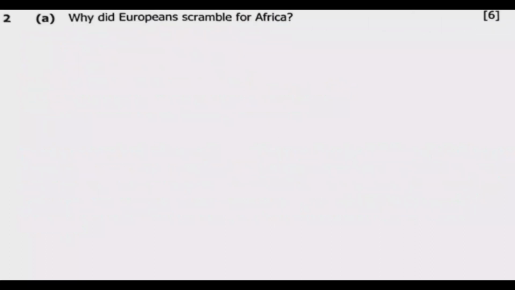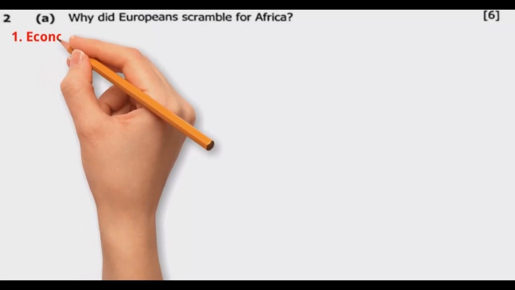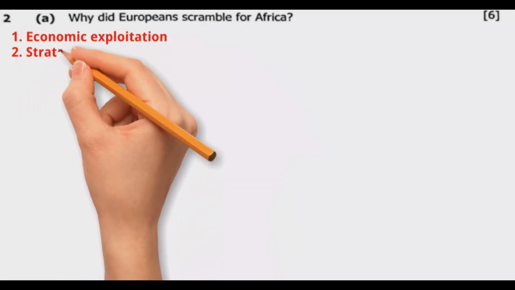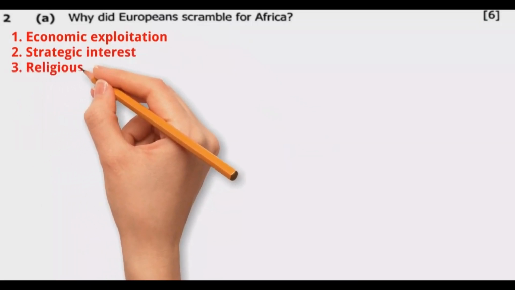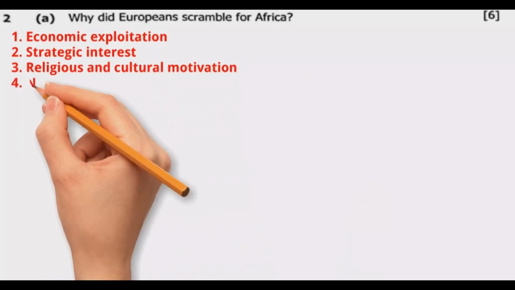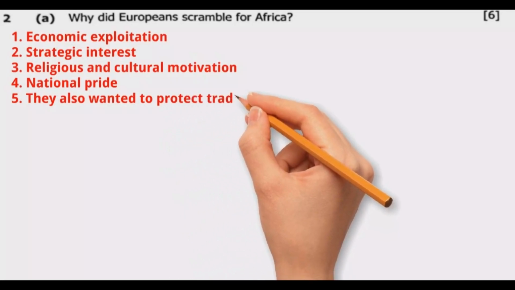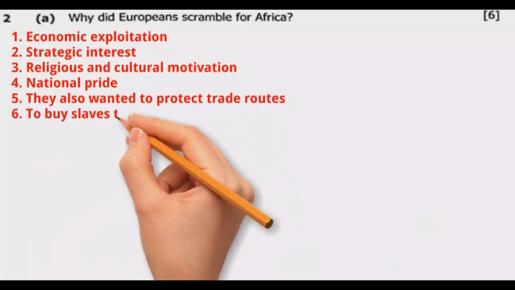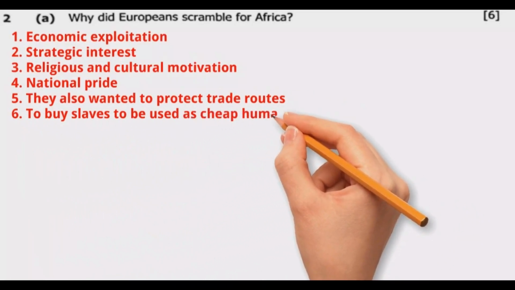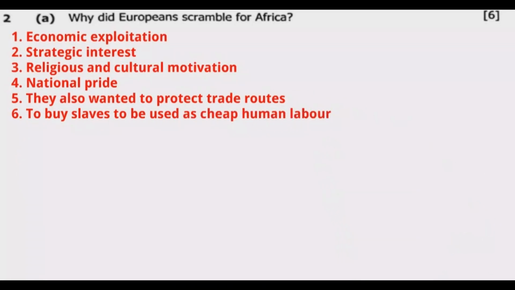Question 2A was as follows. Why did Europeans scramble for Africa? Okay, so the points that we can use to construct our short essay are: 1. Economic exploitation. 2. Strategic interests. 3. Religious and cultural motivation. 4. National pride. 5. They also wanted to protect trade routes. 6. To buy slaves to be used as cheap human labor. Okay, so those are the 6 points that we can come up with.